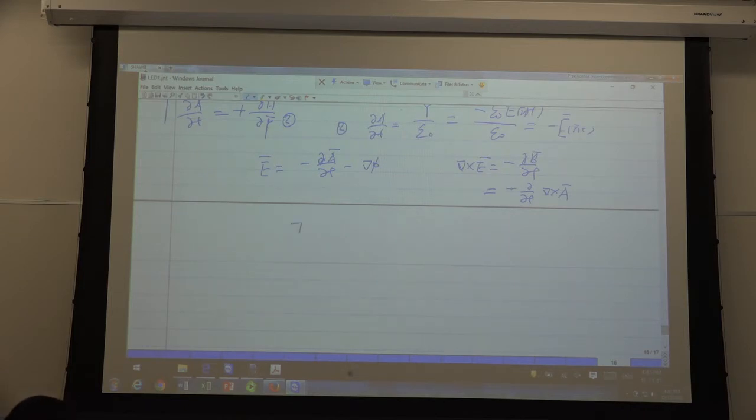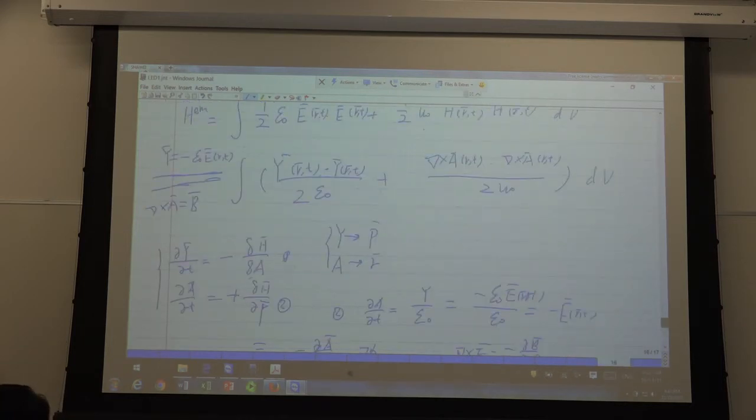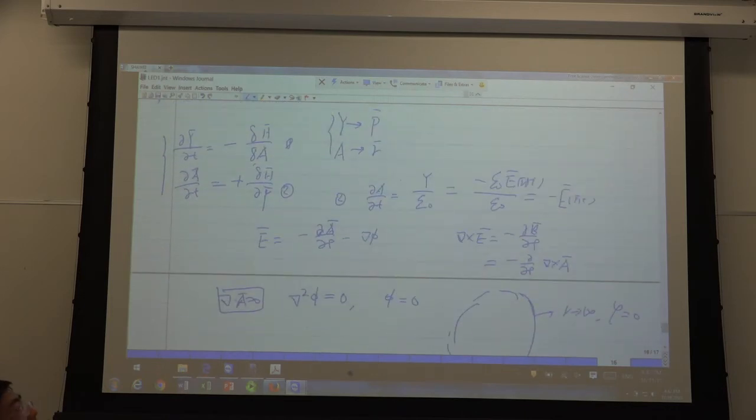Here, gradient phi equals 0. I use the Coulomb gauge. In free space, no charge, so phi equals 0, because phi satisfies the boundary condition at infinity. As r goes to infinity, phi equals 0, and phi is continuous. So phi equals 0. So this is the first equation, E equals minus partial A over partial t. The first equation is also right.